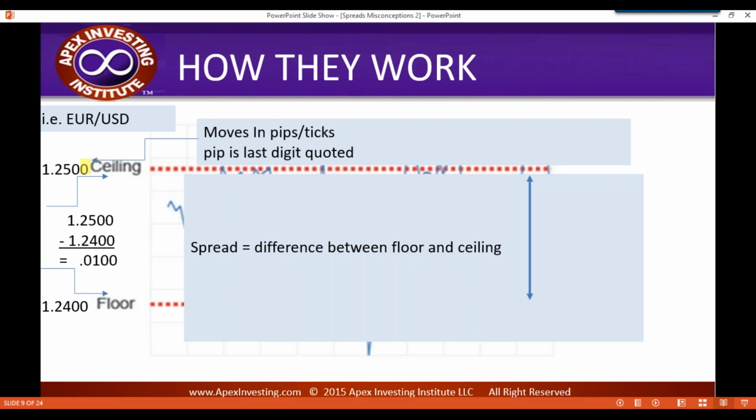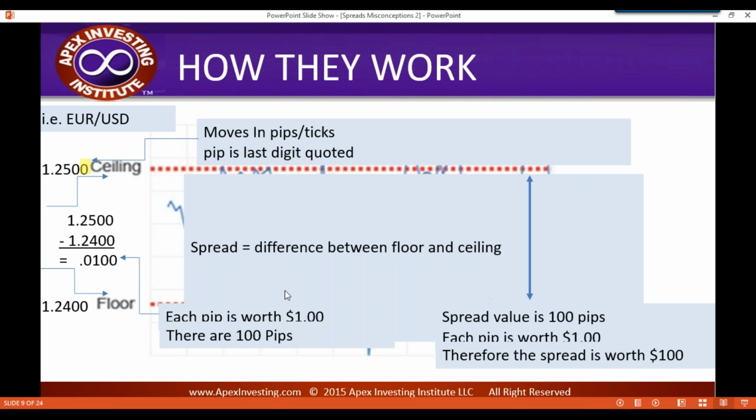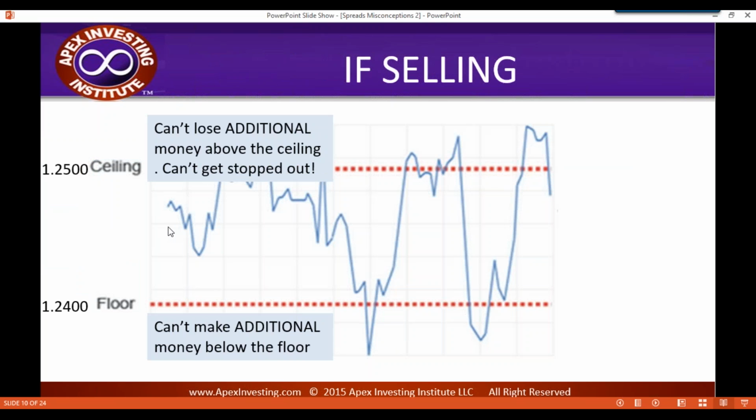It moves in pips or ticks. A pip is the last digit quoted, and each pip is worth $1. Spreads are not like binaries. It's not all or nothing. It's not 0 or 100 at expiration. Spreads mirror the underlying market as the market ticks up or ticks down, and each tick or each pip is worth $1. So there's 100 pips in this particular spread.